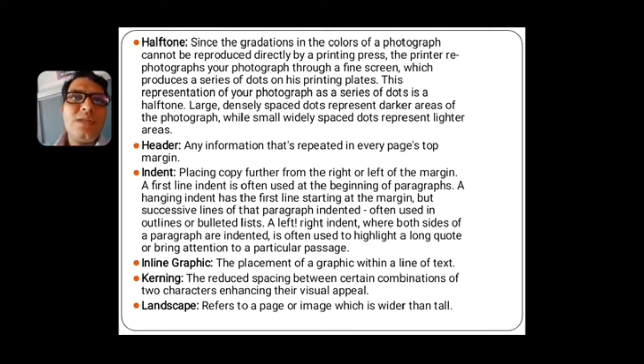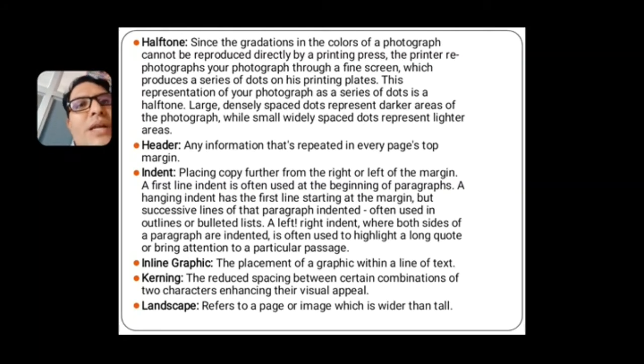Since the gradations in the colors of a photograph cannot be reproduced, as we know, gradation means the good resolution in the images, we cannot reproduce it directly in the printing press. So if you want to give good gradation of color to your photographs, then we have to follow certain reproduction techniques of photographs. Okay, let us see.